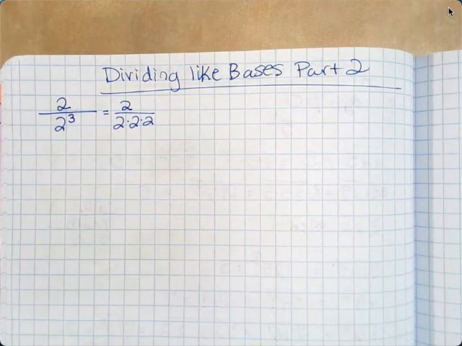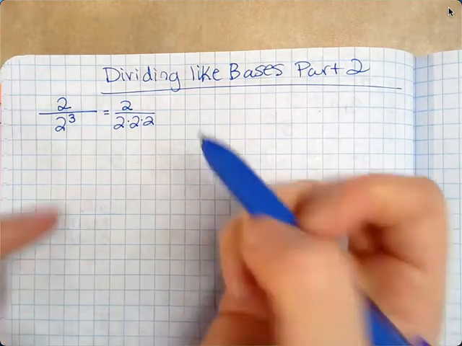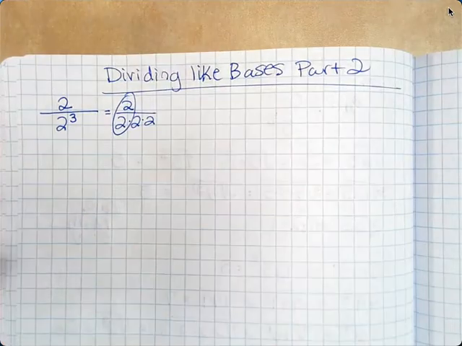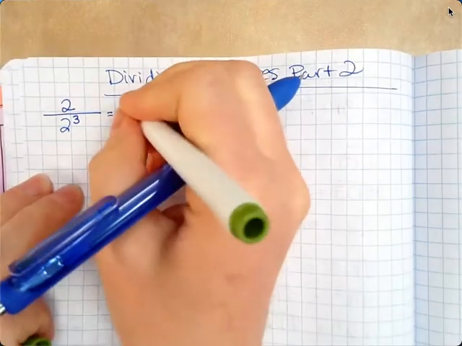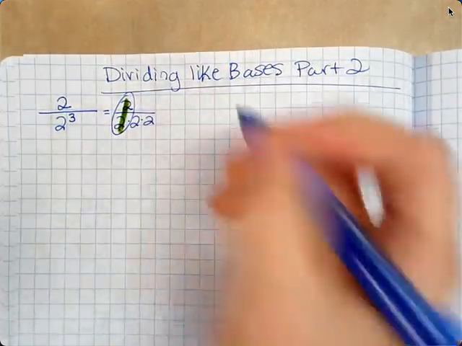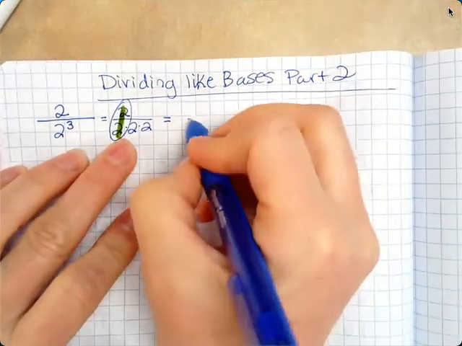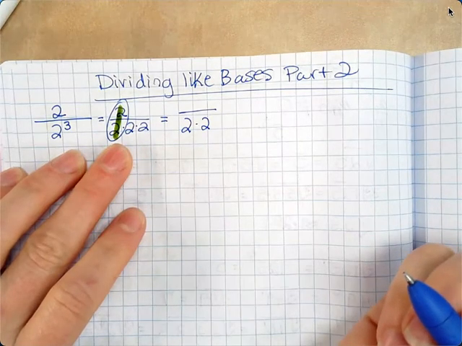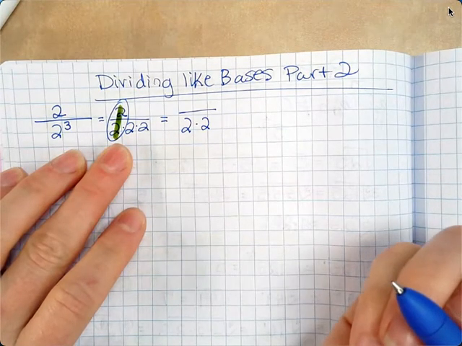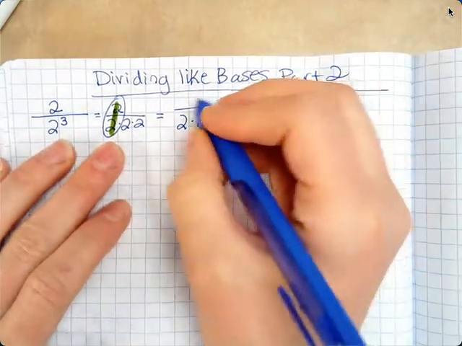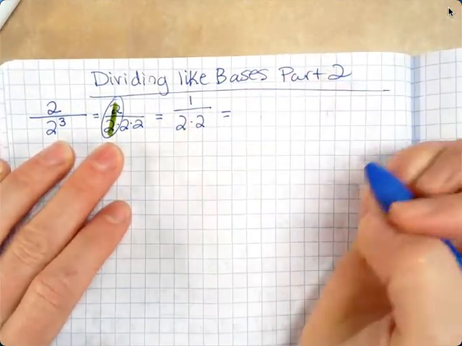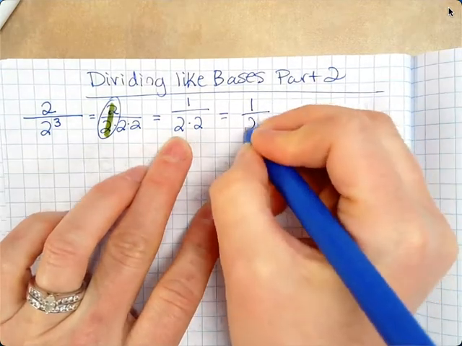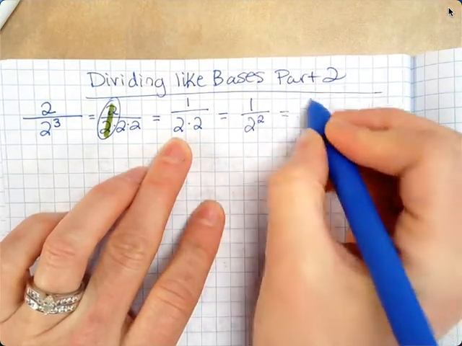So if we were to work this out, what happens to the 2's? Yeah, that equals 1. So we are left with 2 times 2 on the bottom. And then what's left on the top? Yeah, 1. So this actually will equal 1 over 2 squared, or 1 over 4.